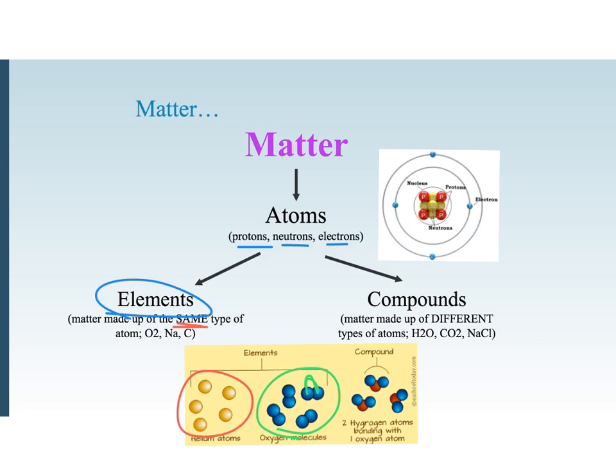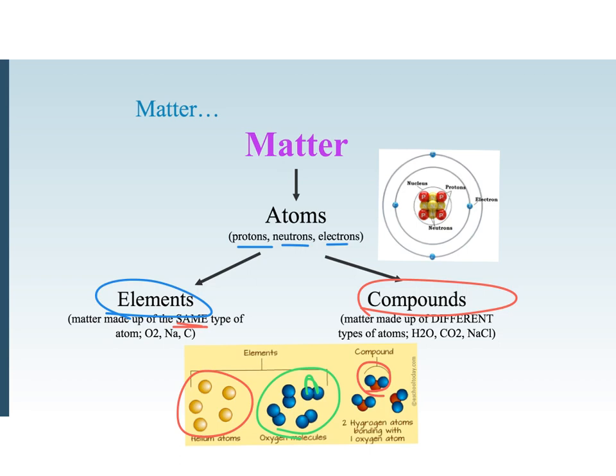On the other hand, we can have different types of atoms come together to make what's called compounds. Compounds are matter made up of different types of atoms. For example, water is made up of two hydrogen atoms bonded with one oxygen atom. So we've got two hydrogen atoms that are held together with an oxygen atom as well. We have three total atoms in this compound, and two different types of atoms, hydrogen and oxygen.